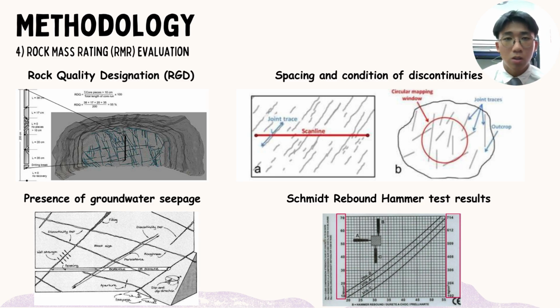For the fourth part, in order to analyze and calculate the RMR, which is the rock mass rating, we require the RQD, rock quality designation, that will be shown in the result part. The second one is spacing and condition, where we assume the shape or the texture based on our slope. The third one is presence of groundwater seepage. And the fourth is rebound hammer test.